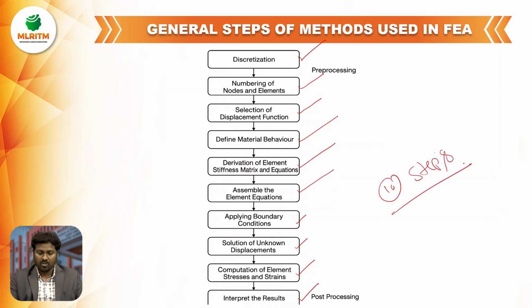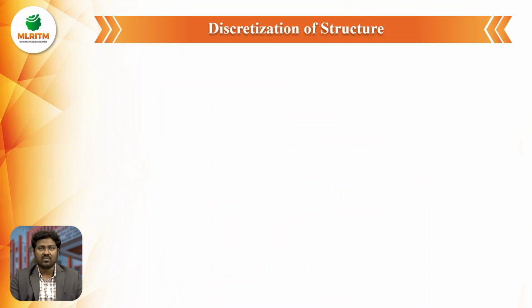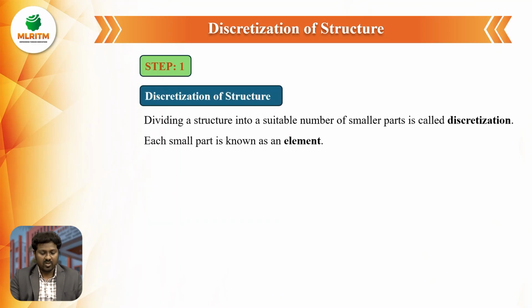Let's go one by one. The first one is discretization of the structure. What is meant by discretization? Step number 1: discretization means the structure is divided into smaller parts. Each part is an element.